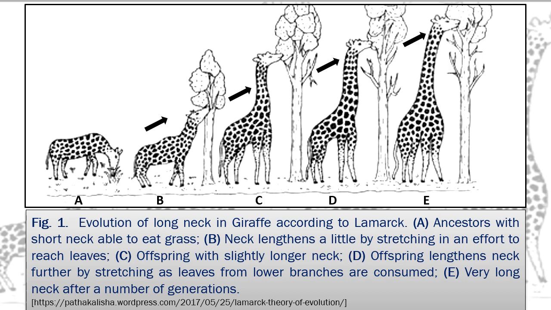So in order to reach the leaves of these trees, they had to continuously stretch their neck and the forelimbs. And because of continuous stretching, the length of the neck and forelimbs increased. And this trait was passed on to the next generations. You can see in figures B, C and D, the length of the neck and forelimbs has gradually increased. And finally, the present day giraffe evolved with a very long neck and forelimbs, which is represented in figure E. So this was the evolution of long neck in giraffe according to Lamarck.